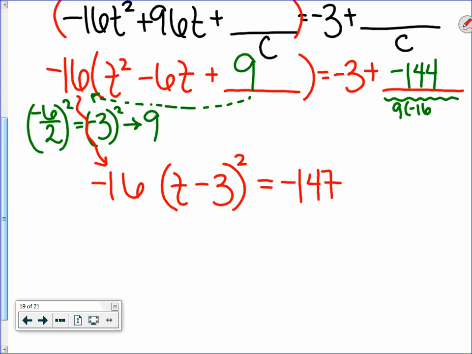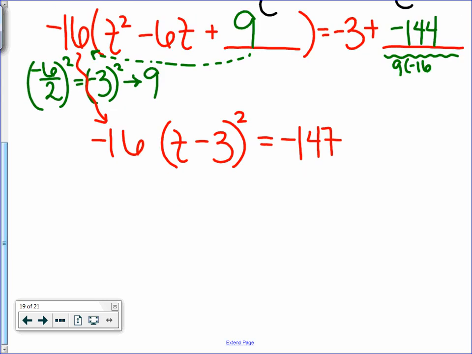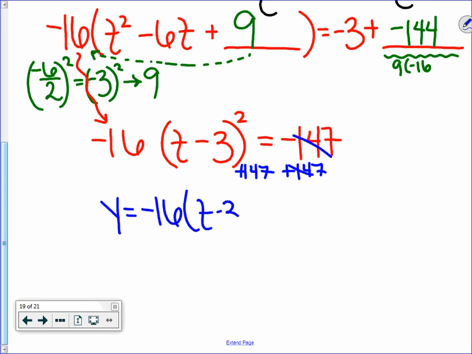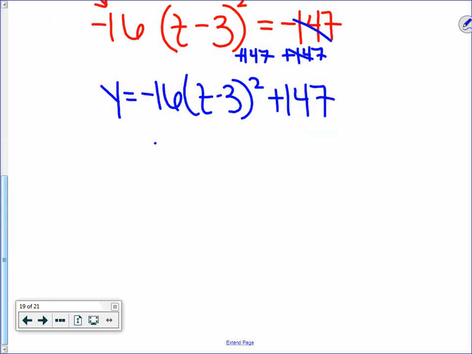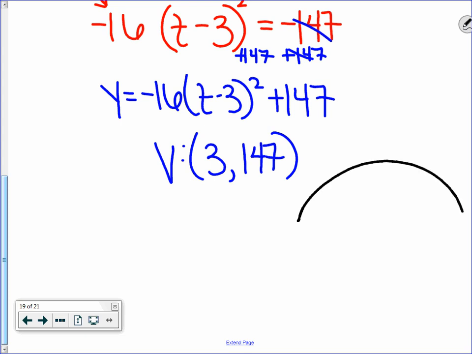Now let's talk about this. The easiest way to do this is to get that vertex form. So we got to bring this 147 over to the other side. So we've got y equals negative 16 times t minus 3 squared plus 147. The vertex is 3, 147. Now think about that. I'm going to draw the parabola down here by this point. Here's our parabola, okay? You're imagining that the ball is hitting the ground over here. Our vertex is 3, 147.